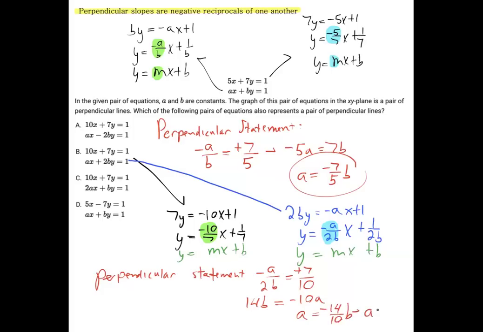In other words, a is negative 7 over 5b. So we ended up with the same perpendicular statement that we got right here. We got that same statement here, and it proves that the variables relate in the same way. If one of them is perpendicular, the other one must also be perpendicular.